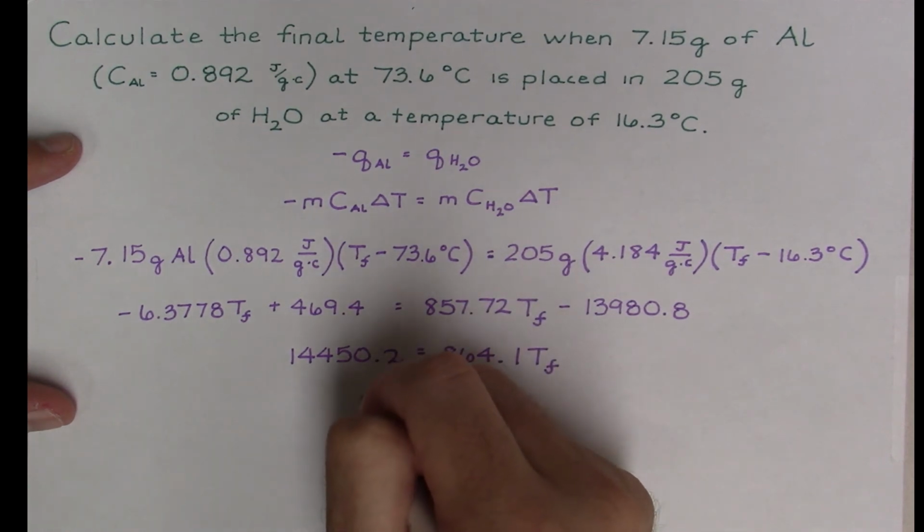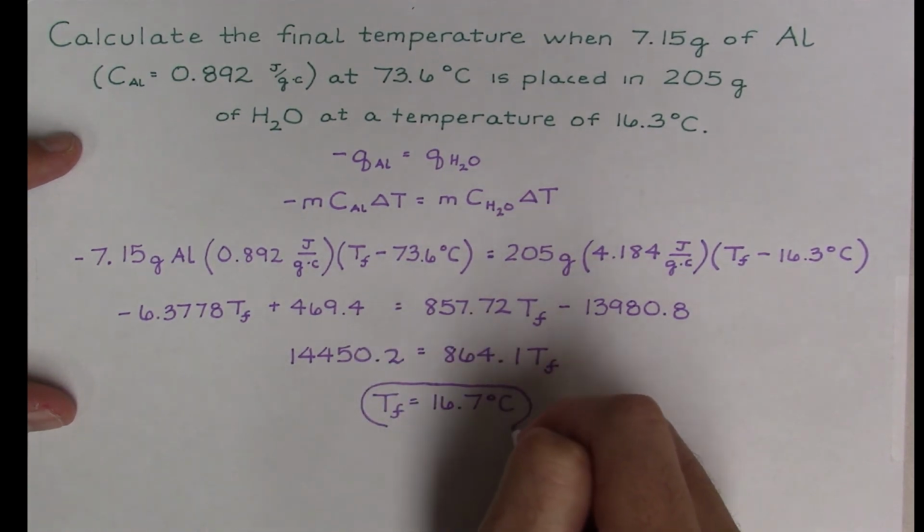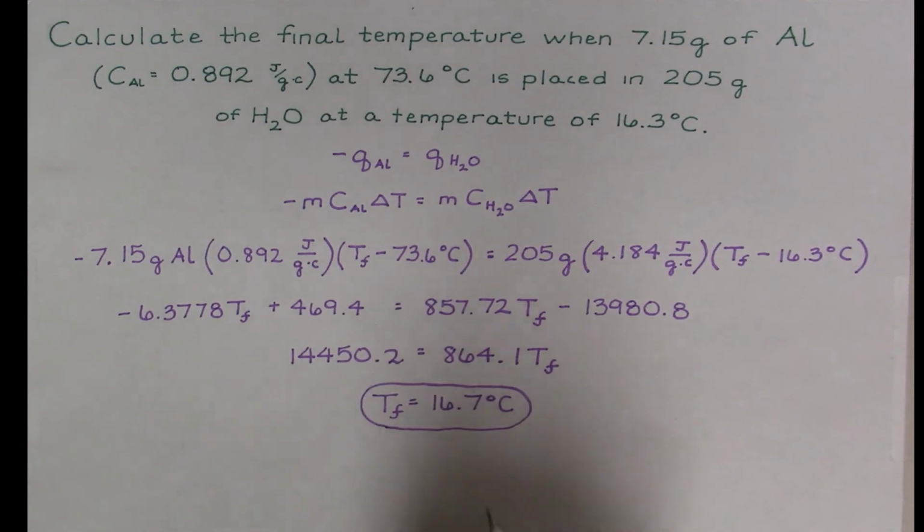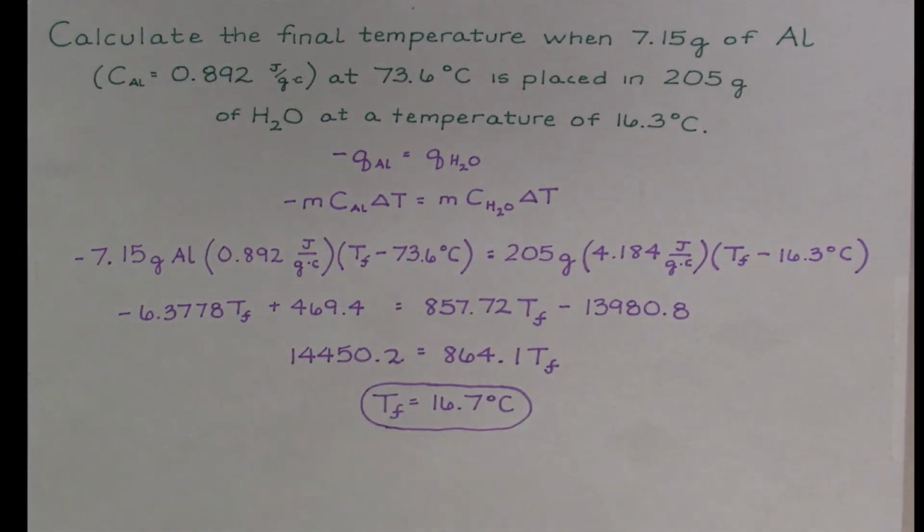16.7 degrees C. So even though we added this aluminum, it only went up by 0.4 of a degree. In this second problem, we wanted to make sure that not only we label our losers and gainers, but we needed to distribute the terms inside of our equation. Good luck.